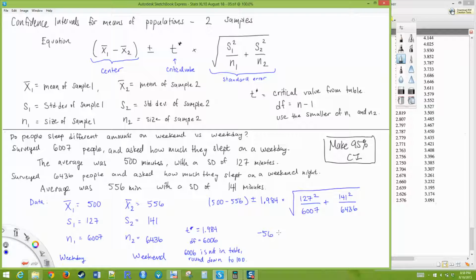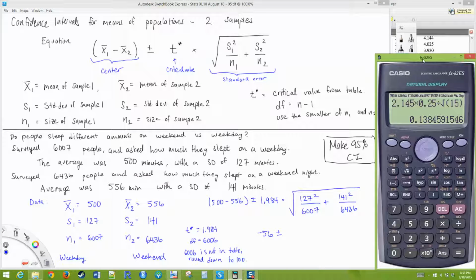So you're just going to punch this into your calculator. Okay, so 500 minus 556 gives me negative 56 plus or minus, and then you do all of this. In the interest of time, I'm going to just do it on the calculator. If you're having issues with your calculator, I'm sorry, I'm not going to be able to say what you need to do, just because we're going to run out of time. But I will tell you how I'm going to do it.